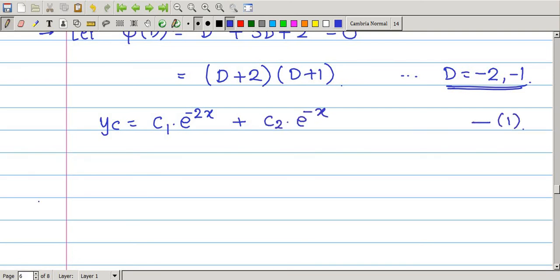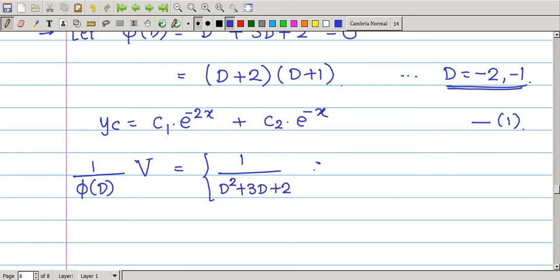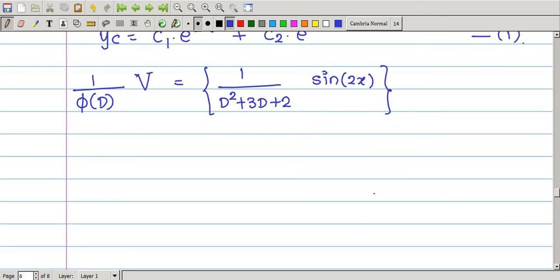We denote it by equation number 1. Now we go for particular integral. Instead of calculating particular integral, we evaluate the value 1 upon phi of d into v, that is 1 upon d square plus 3d plus 2 into sine 2x. So it will be easier to substitute that value in the standard formula directly.